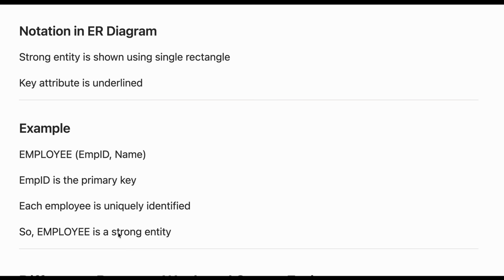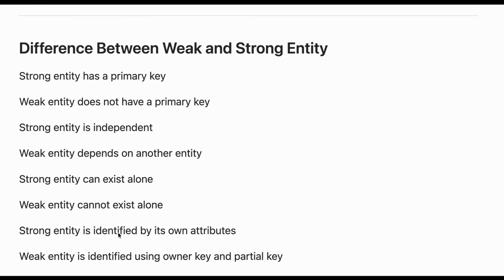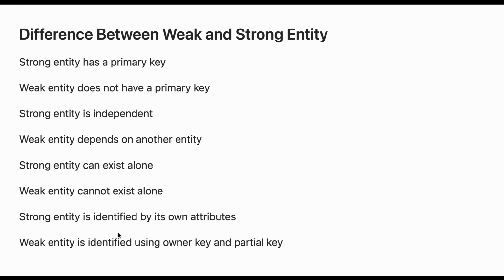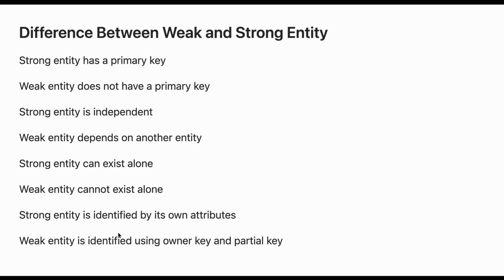Now let's understand the difference. Here is the difference between weak and strong entity. A strong entity has its own primary key while a weak entity doesn't. A strong entity is independent while a weak entity depends on another entity. A strong entity can exist alone while a weak entity cannot exist alone. So in conclusion, weak entities depend on strong entities for identification while strong entities are independent and self-identified.